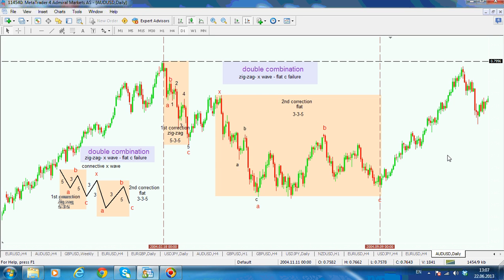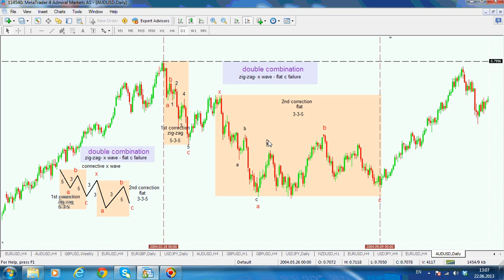with the Australian dollar, US dollar daily chart on this double combination scenario, with the zigzag being analyzed here in the form of A, B, C, 1, 2, 3, 4, 5. Then the X wave, so A, B, C for wave A, because this is a flat, and the flat comes in a structure of 3, 3, 5. So this is the first three.